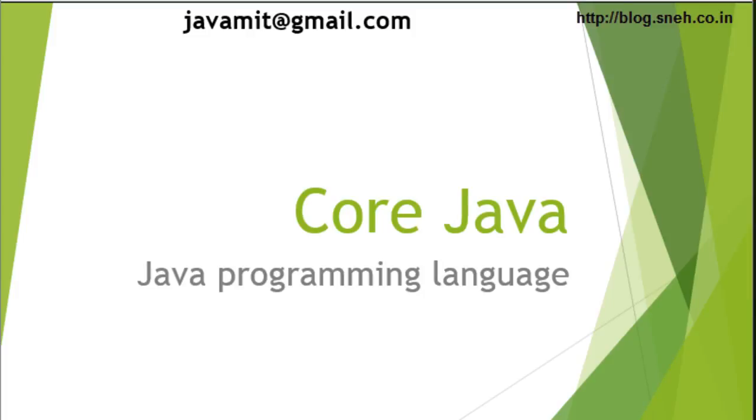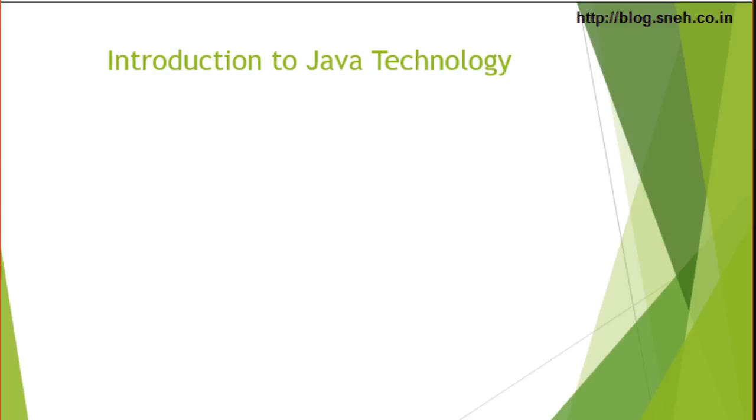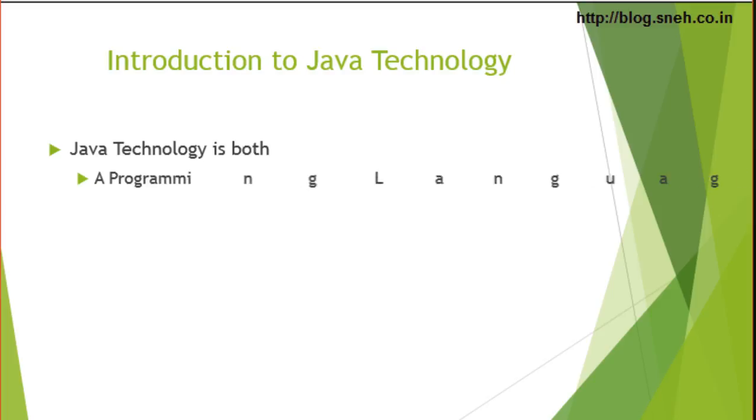In this session, I am trying to explore the basics of the Java programming language and how we can define it precisely. According to the documentation of oracle.com, Java technology is both a programming language and a platform. As a definition, we can say Java is a general purpose, architecturally neutral, high level object oriented internet programming language.